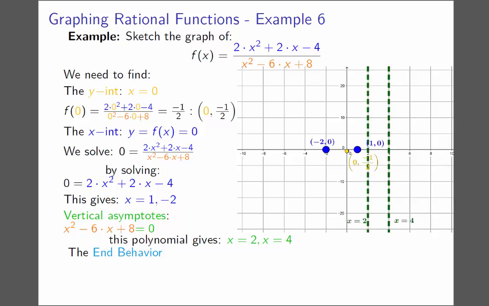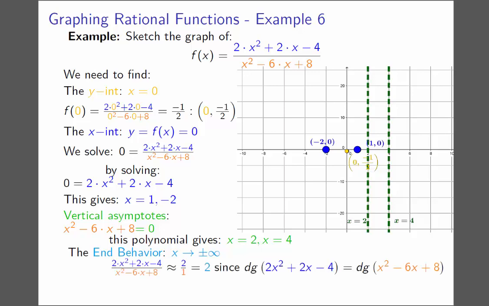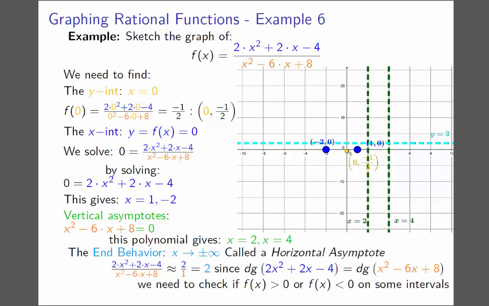Finally, we need to understand the end behavior of this graph. That is, what happens to our function as x gets very large, either going to positive infinity or to negative infinity. As we've seen, polynomials act like their lead term for large values of x. So our rational function, 2x squared plus 2x minus 4 over x squared minus 6x plus 8, simply acts like 2x squared over x squared, which can be reduced to 2 over 1, which is just 2. So for large values of x, our function looks like the line y equals 2. We call this a horizontal asymptote.